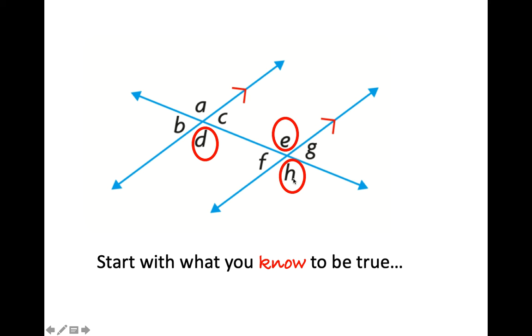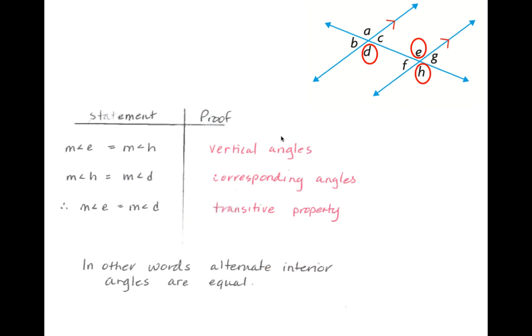And then we knew that H and D were the same because they were corresponding angles. And that showed us, hey, these two angles are the same, so alternate interior angles are the same. Well, all that remains is for me to put this into writing, and this proves it for me deductively.